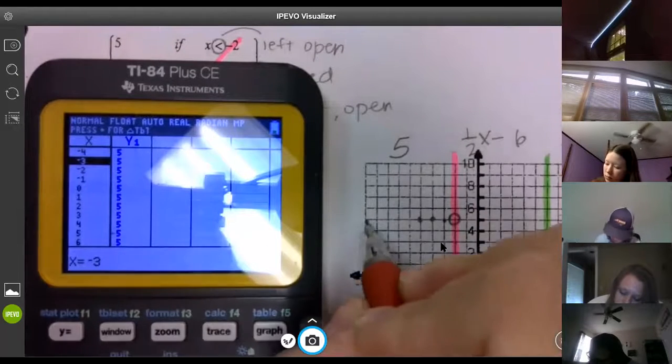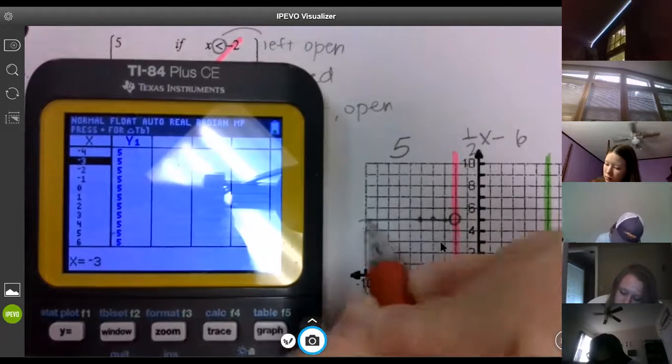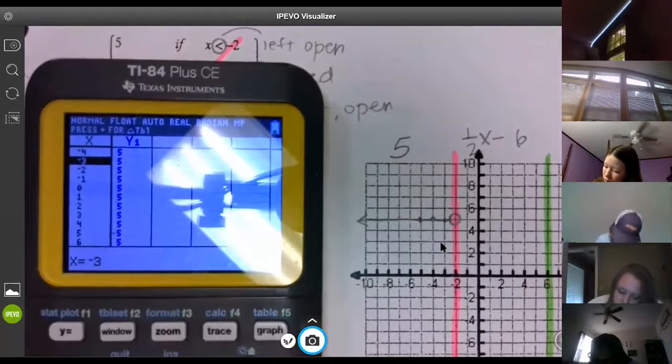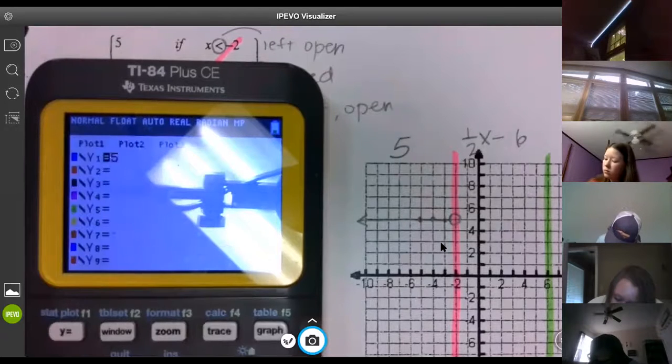What kind of line is this? Horizontal. And then we're just going to graph it. Make sure you have arrows. We can go in the middle next. That's fine. Again, that's just how I do it.